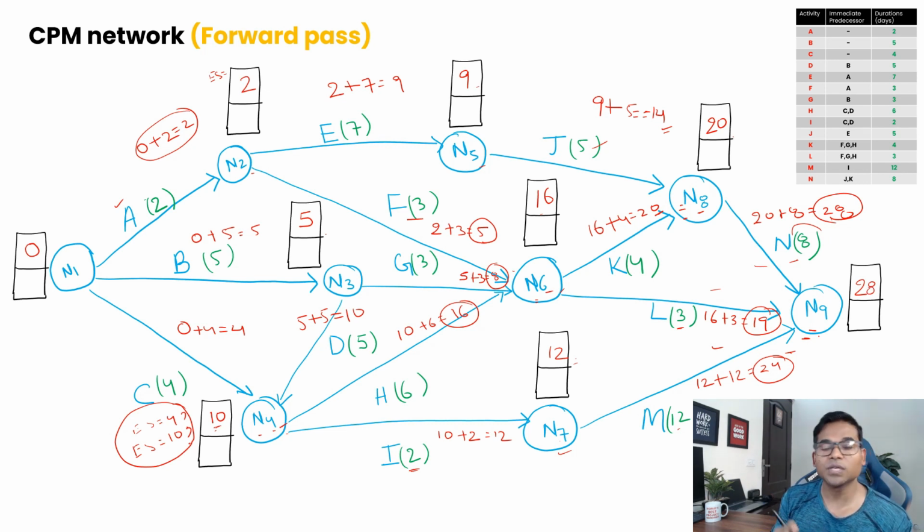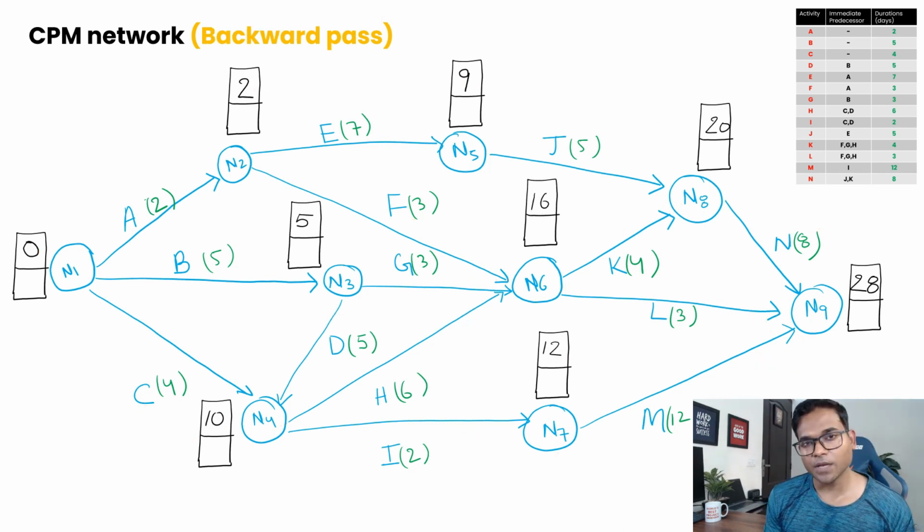So this is what the forward pass is. We start calculating the early start for each node, and then you arrive at the last node, which is 28. Now we will be calculating the backward pass, and then we will be finding our critical path.